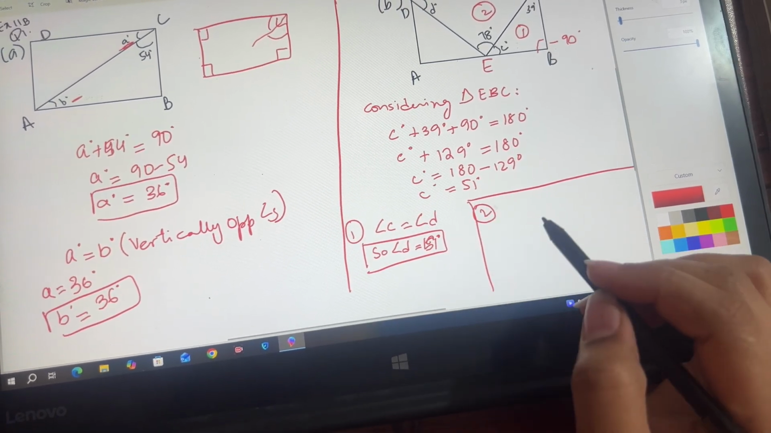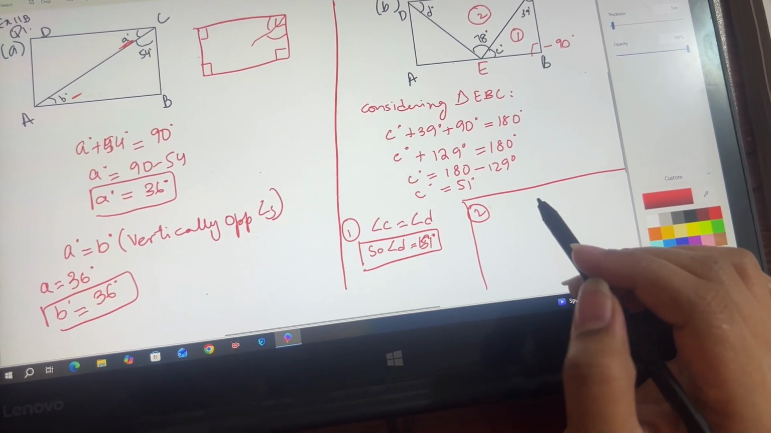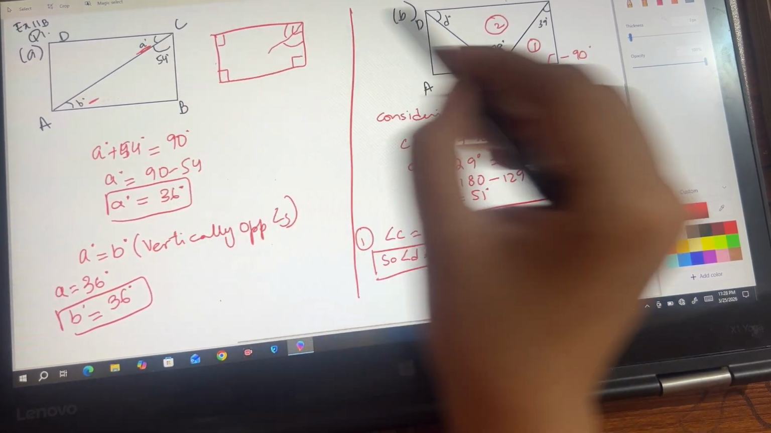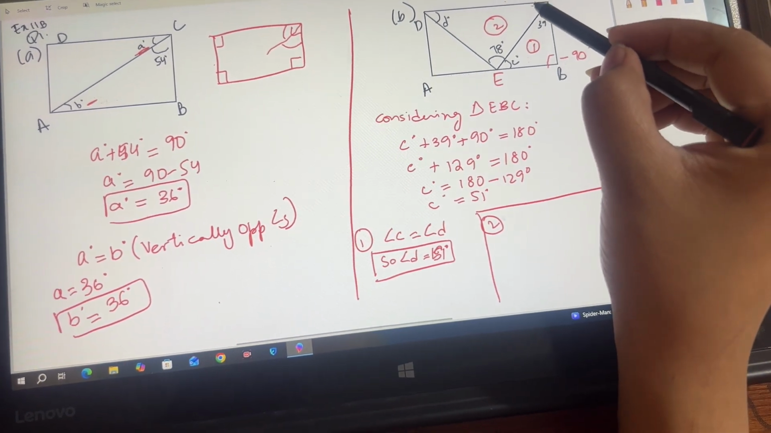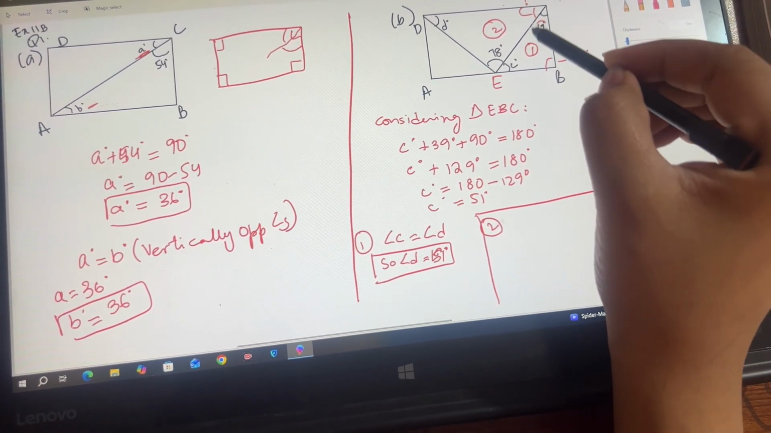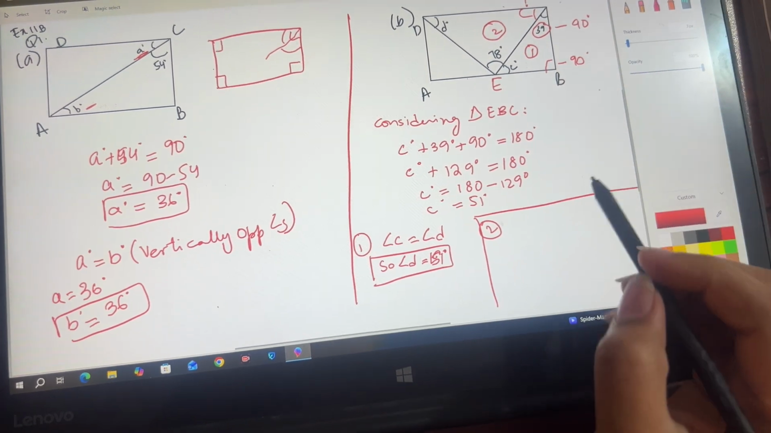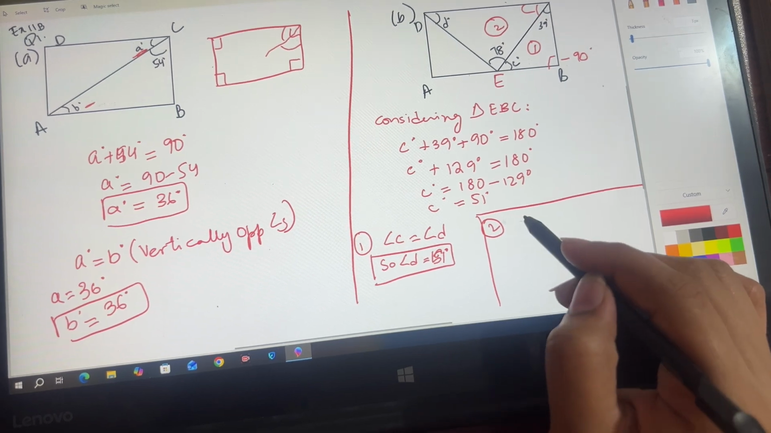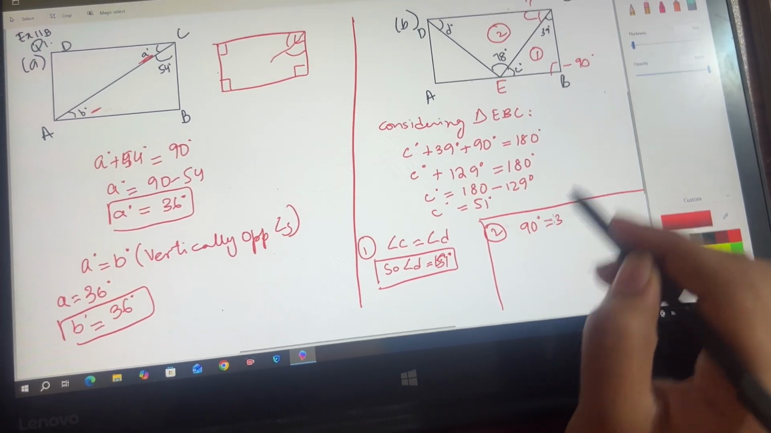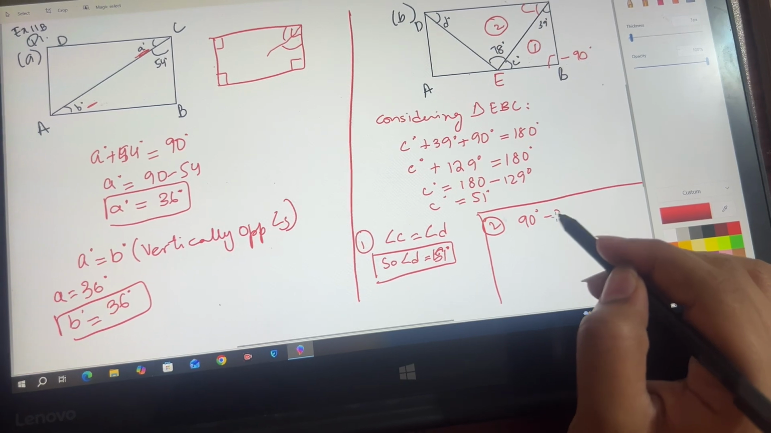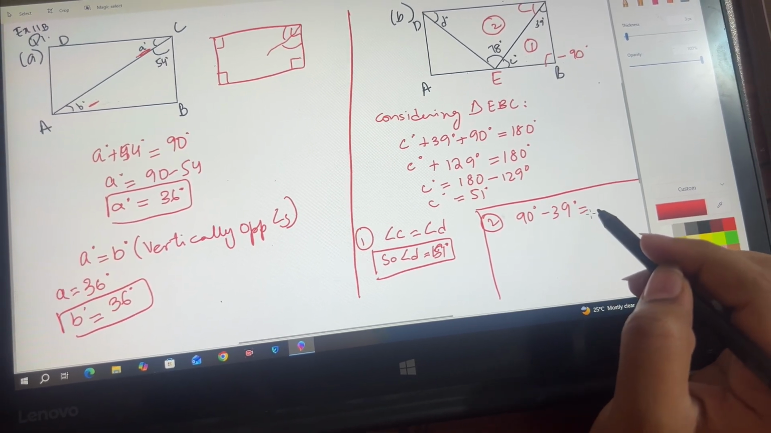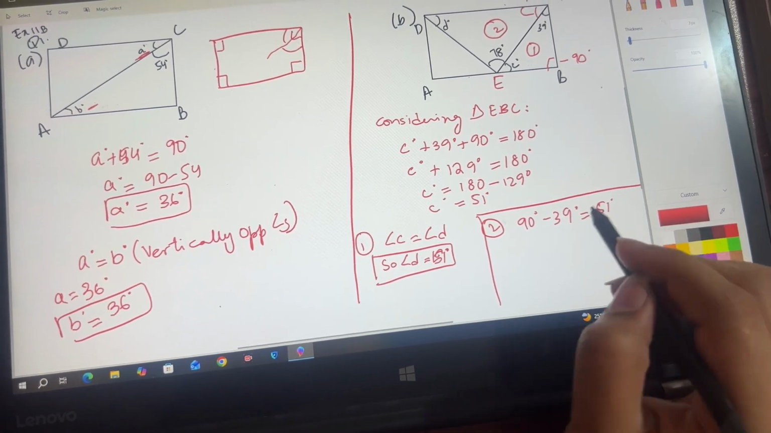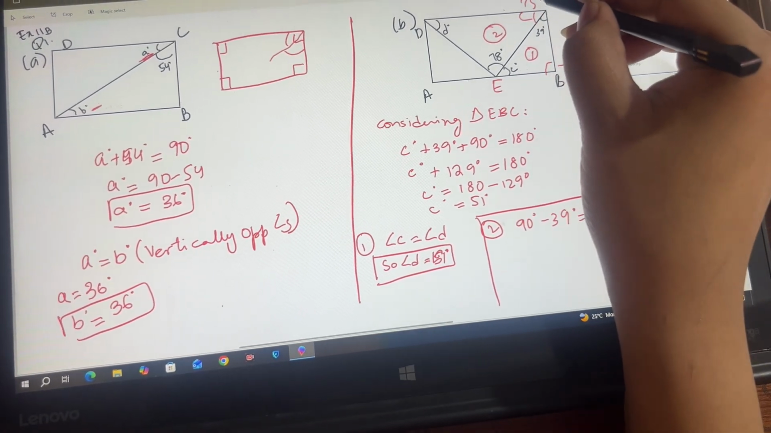The second solution can be, if you see that this is 39. When we did over here, the angles add up to 90 degrees. So we can also find out this angle by subtracting this from 90. So I can write 90 minus 39 equals to 51. Okay, now I can write this 51 over here, means this angle is 51.